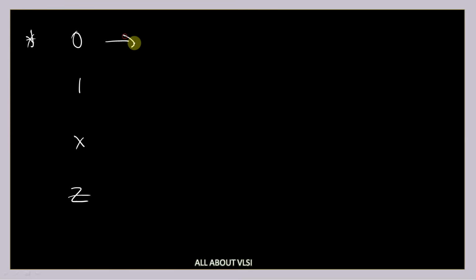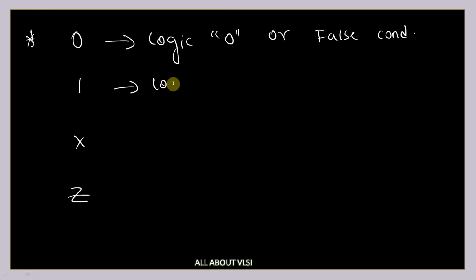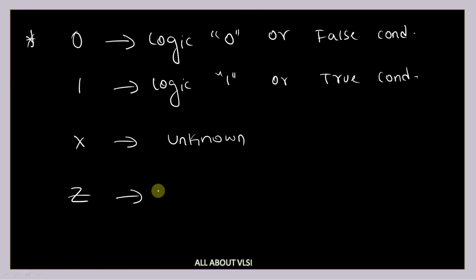0 is nothing but logic 0 or false condition. And 1 stands for logic 1 or true condition. And X stands for unknown, and Z stands for high impedance. Now, logic 0 or false condition we know, logic 1 or true condition also we know, unknown also we know, that is nothing 0 or 1. Now, what do you mean by high impedance?